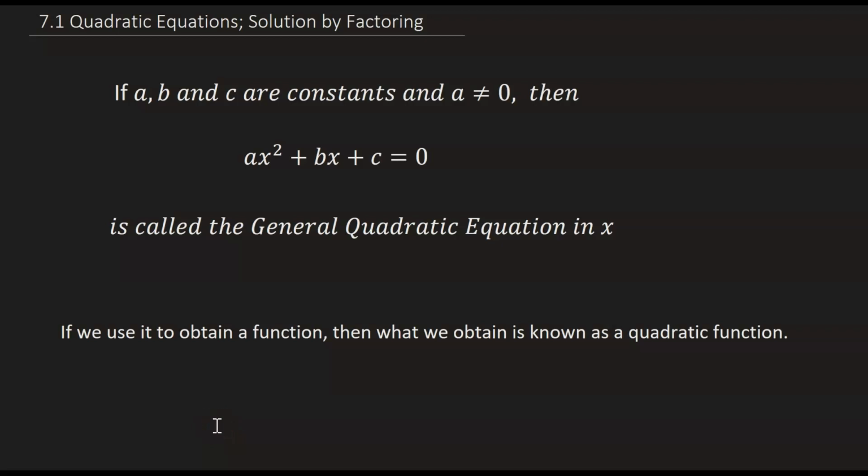In this video, we will look at quadratic equations and solving by factoring. If a, b, and c are constants and a is not zero, then the formula ax squared plus bx plus c equals 0 is called the general quadratic equation in x. If we use this to obtain a function, then what we obtain is known as a quadratic function. And that would look like this.